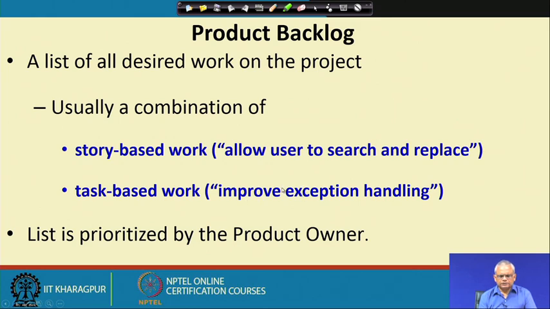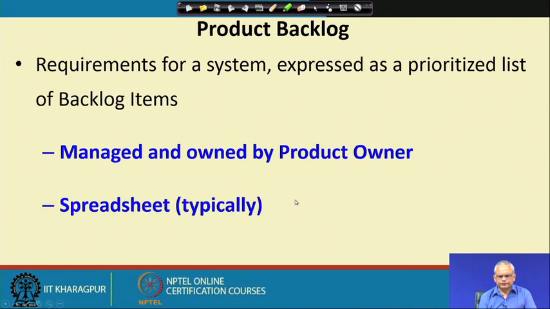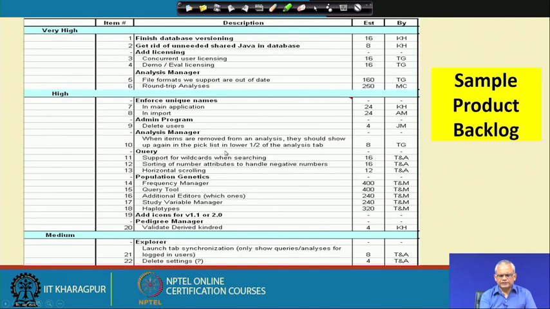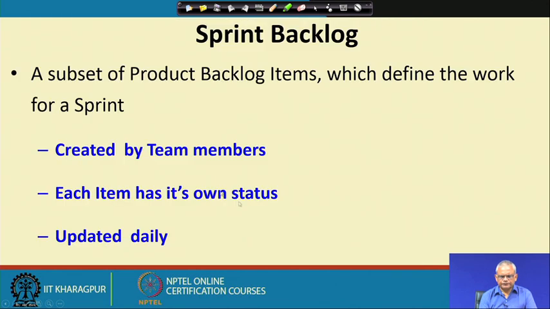And once the entries have been populated in the product backlog, it is prioritized by the product owner on a continuous basis. The product backlog is typically maintained by the product owner and it is typically a spreadsheet, something like this, different priorities, high priority, very high priority, medium priority and so on. The sprint backlog is the subset of the backlog items which are selected for the next sprint. And here, even items can get added because team members may find that some items need to be completed. For example, the database connectivity has to be completed and so on. So, they update it daily.